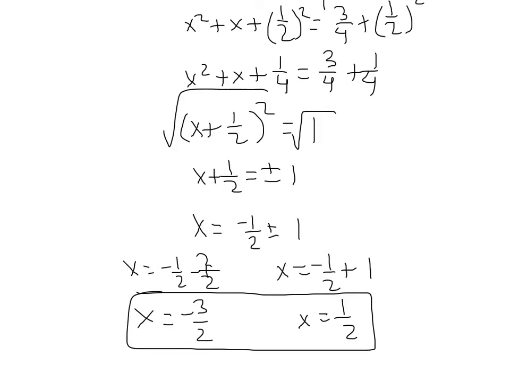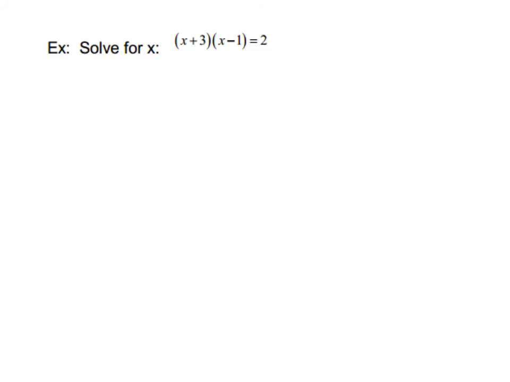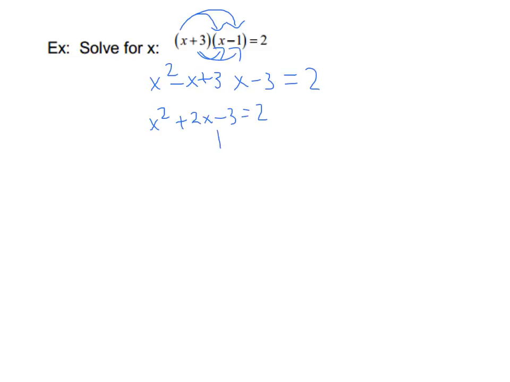Let's take a look at another one. Okay, this one, first thing we got to do, multiply it out. So you get x squared minus x plus 3x minus 3 equals 2. So you have x squared plus 2x minus 3 equals 2. Now get rid of that 3. So you get x squared plus 2x equals 5.